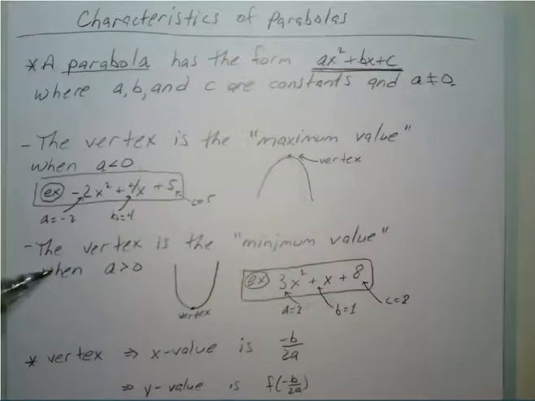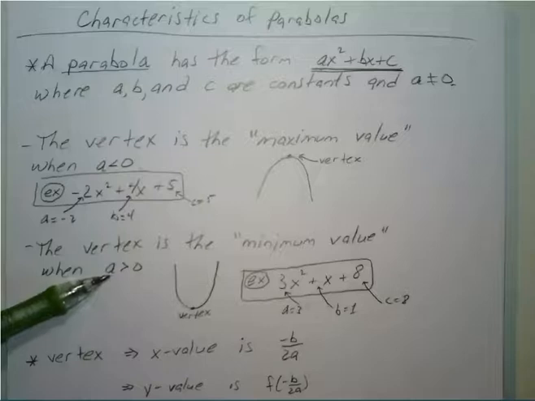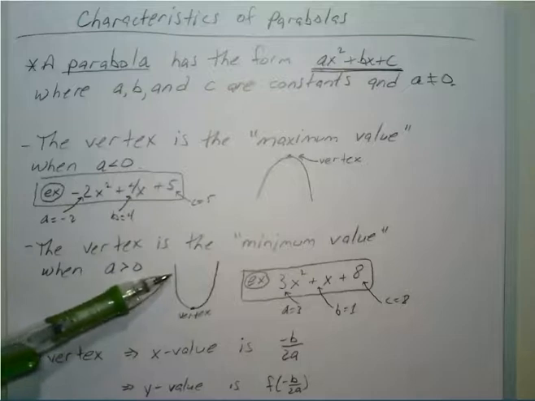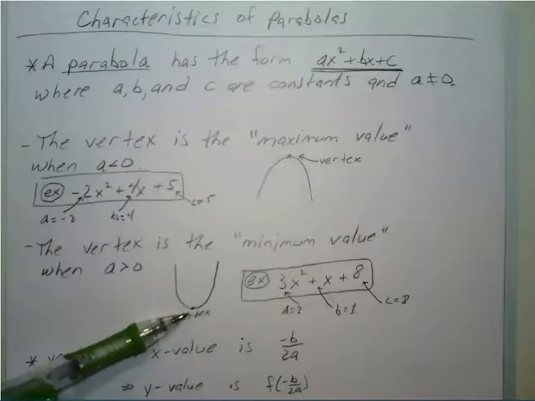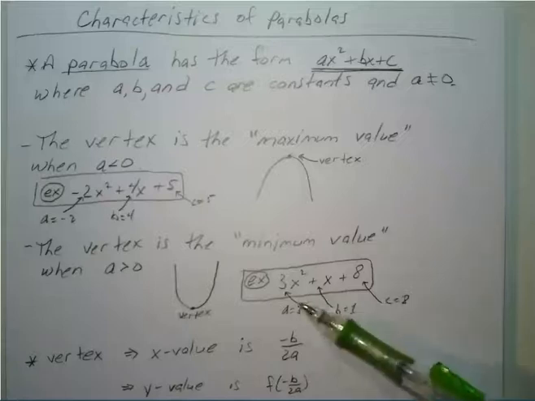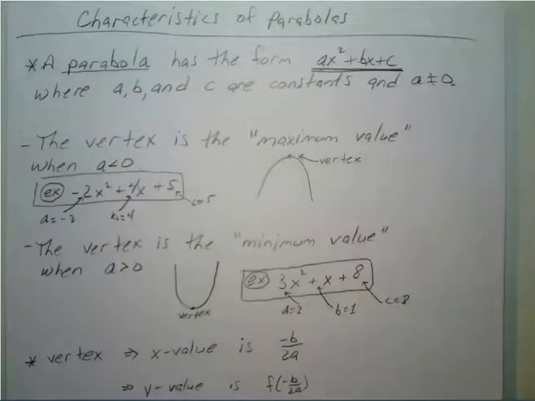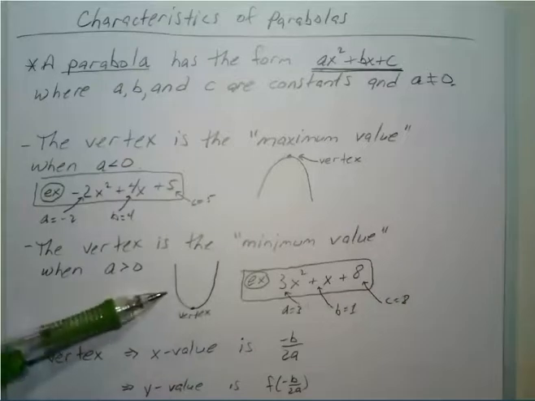Now when a is greater than 0, the vertex is going to be the minimum value, because whenever a is positive, the vertex appears on the bottom, which is the lowest possible value. For example, if you had 3x squared plus x plus 8, we know that this would open upward.